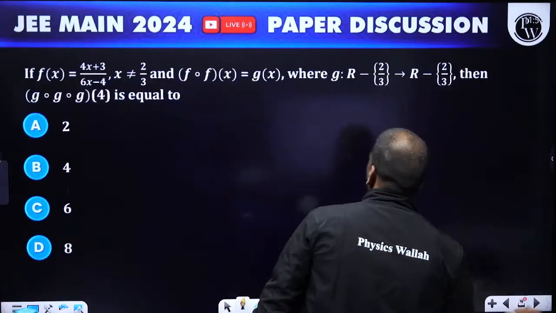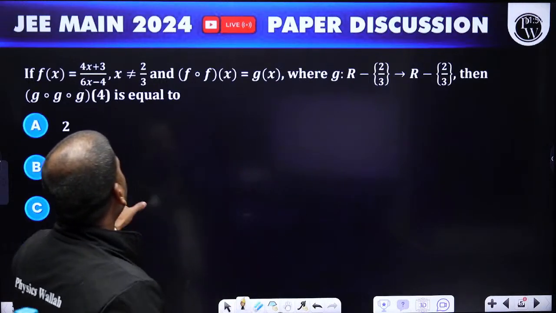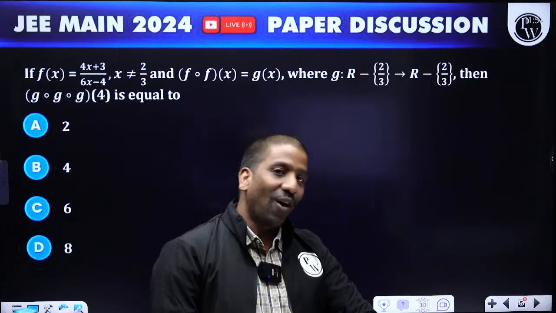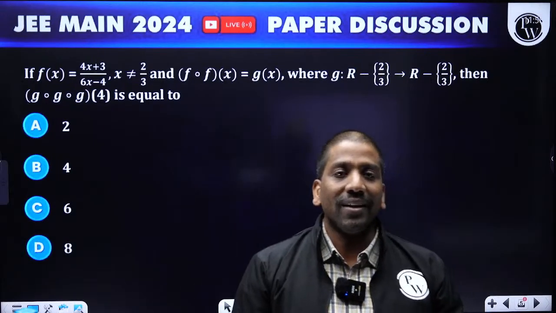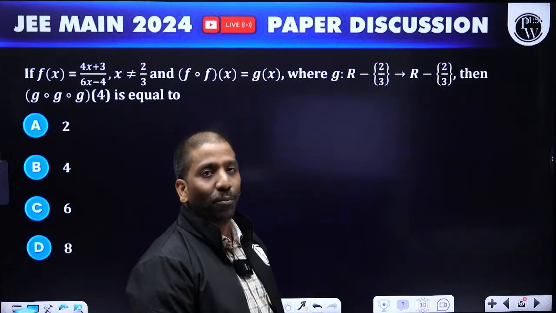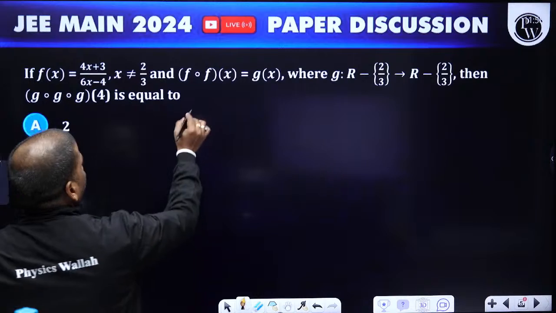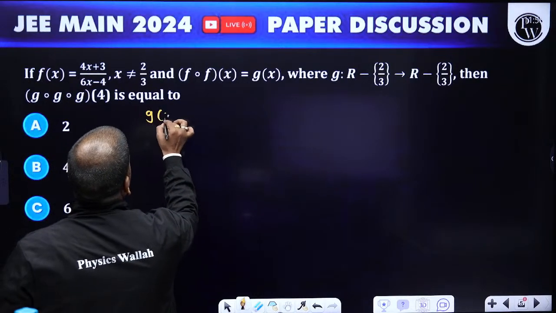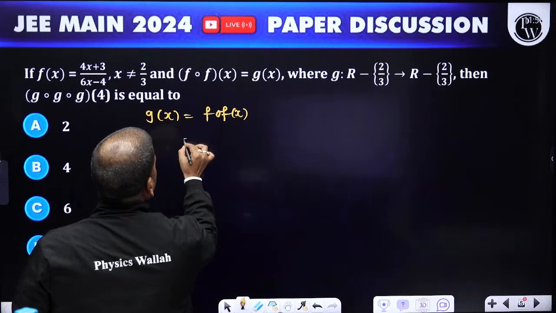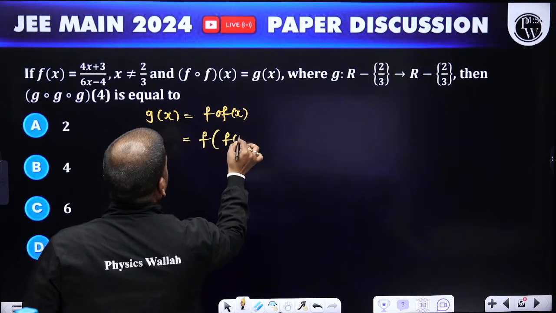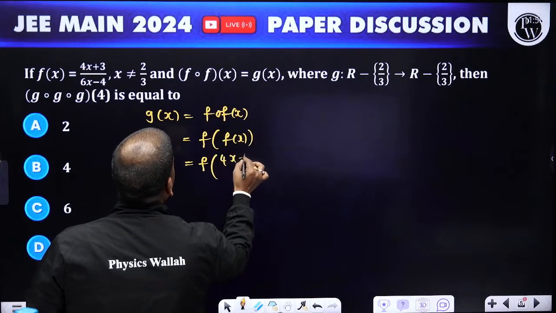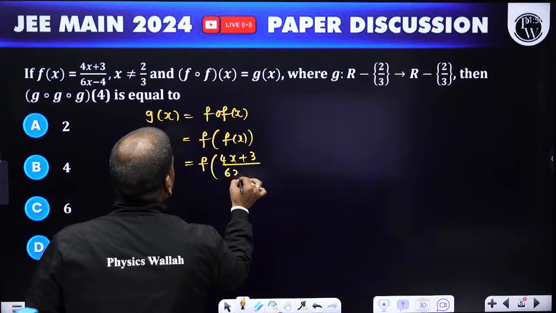Now, next question. f of x is equal to... so this time we got the composition of two functions. In all previous papers, most of the questions were different, not a composition, but this time we got the composition. In this composition, g of x is equal to f circle f of x. What is f circle f of x? f of x, what does it mean? f of (4x plus 3) by (6x minus 4).